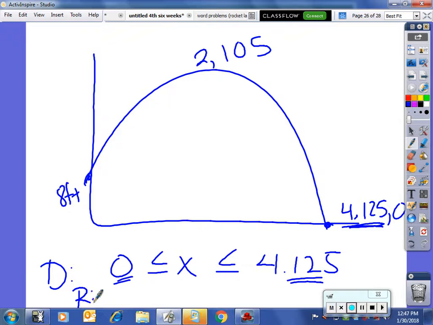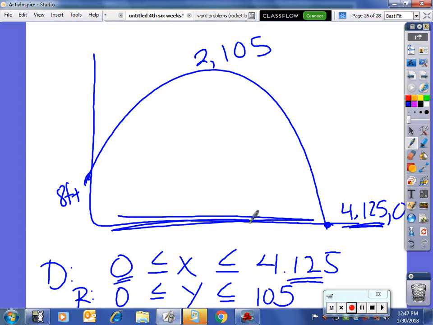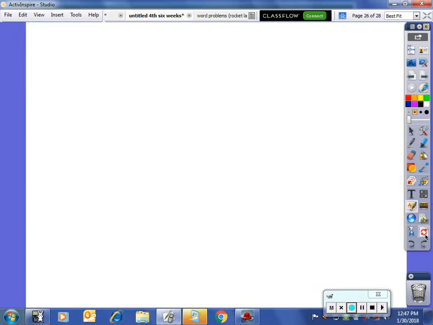What's the range? 0 is less than or equal to y is less than or equal to 105. That's the lowest height, when it hit the ground at 0. It won't let me circle it. And the highest height was 105. Is this 8 going to be involved in the domain and range? Not unless the rocket went straight up and straight back down and never landed on the ground. But that's not what usually is happening here. Some people are using the 8 when they shouldn't be.